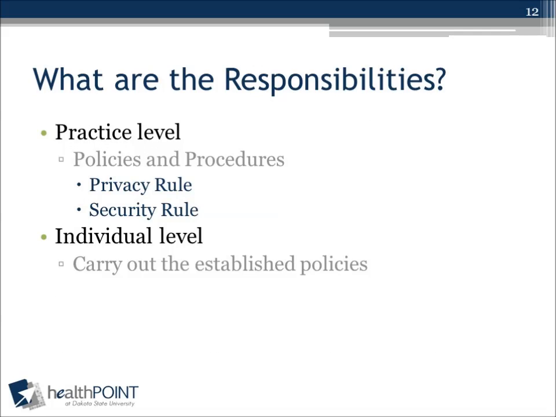At the practice level, you are required to have policies and procedures that address the privacy and security rule obligations. At the individual level, as staff members, we are all required to carry out those established policies.